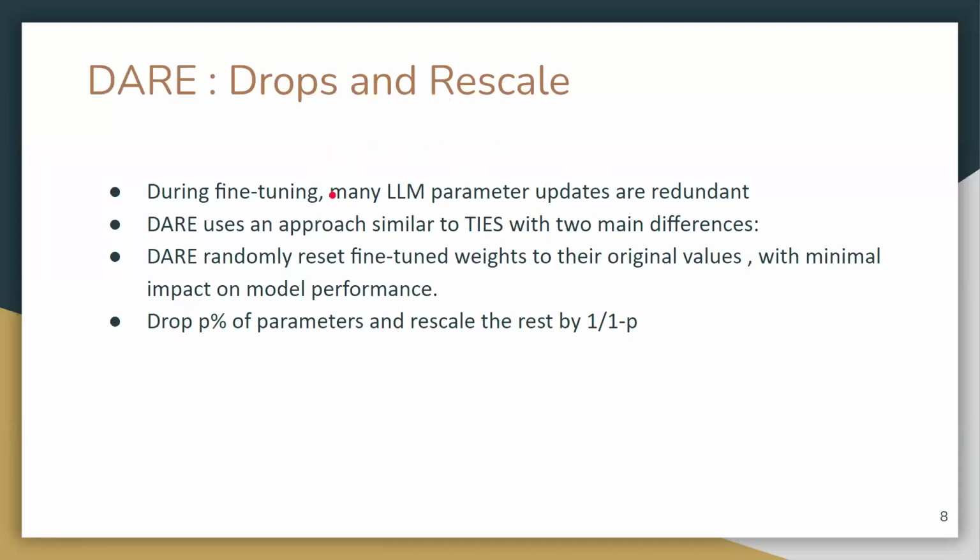So we don't eliminate the parameters themselves, which means it's not pruning. We eliminate the updates, and we stick to the original weights of the fine-tuned model. Imagine that we only keep 1% of those actual updates, and those updates are then rescaled according to how many we have dropped. Because we have fewer updates, they need to be impactful if we eliminate 99% of them, so we rescale by a factor of 100.